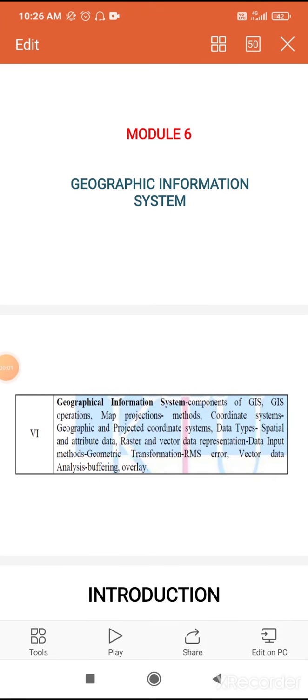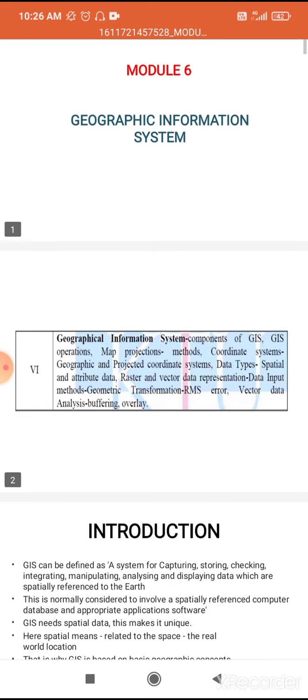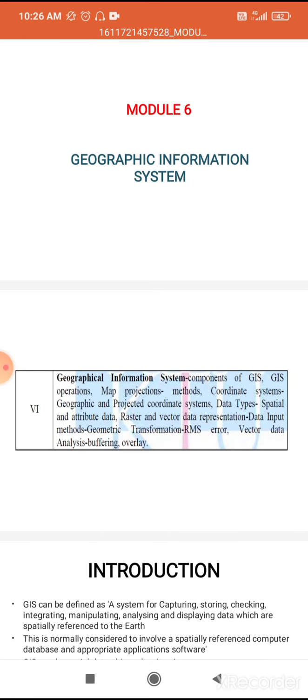So next is Module 6, Geographic Information System. So this is the syllabus of Module 6. It includes components of GIS. GIS means Geographic Information System. Operations of GIS, map projections, methods, coordinate systems. It includes geographic and projected coordinate system, data types, spatial and attribute data, raster and vector data representation, data input methods, geometric transformation, RMS error, vector data analysis, buffering, overlay. So this module is a very important module.